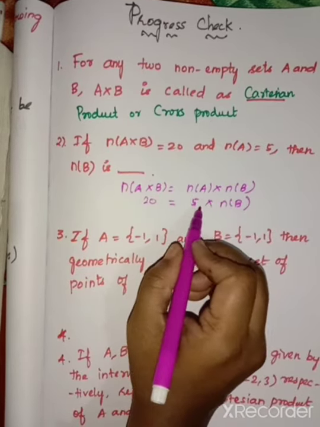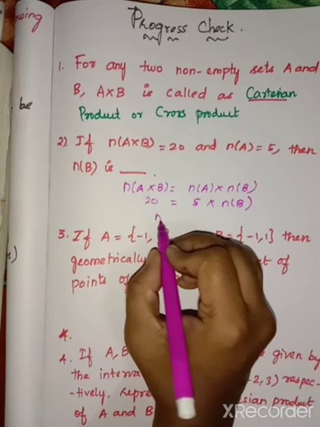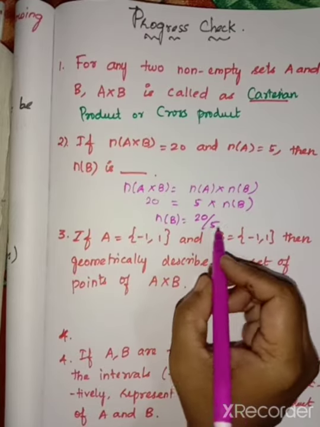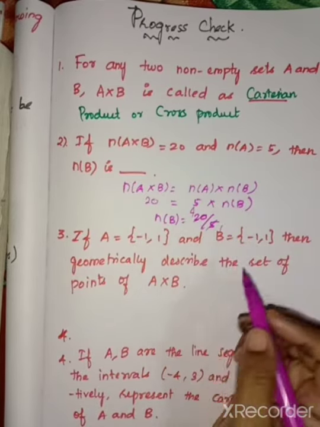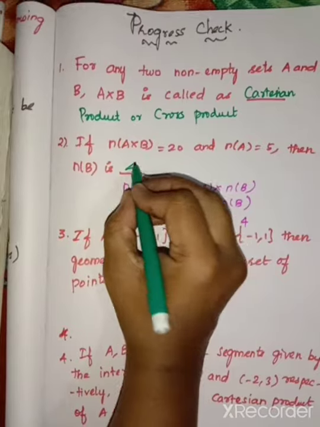The multiplication will go to the left hand side, which means it becomes division. So n of B equals 20 divided by 5, and we can cancel. 1 5 is 5, 4 5 are 20. So n of B equals 4. So the answer is 4.